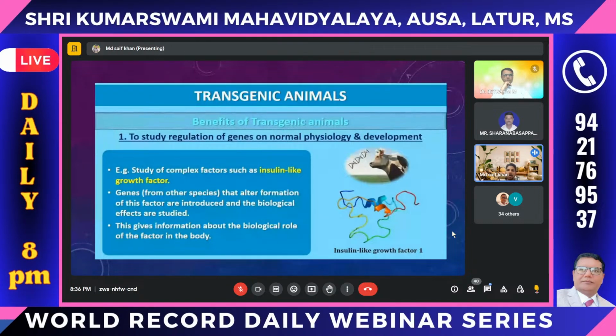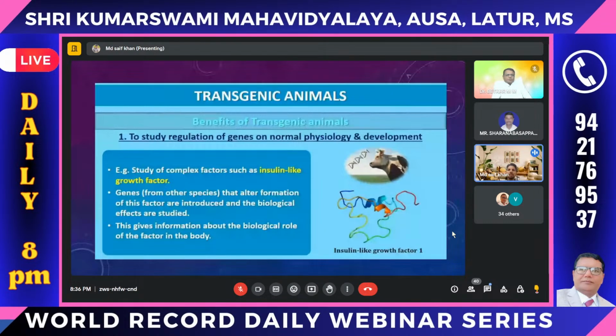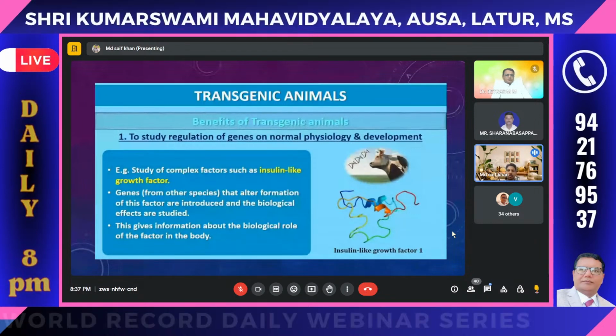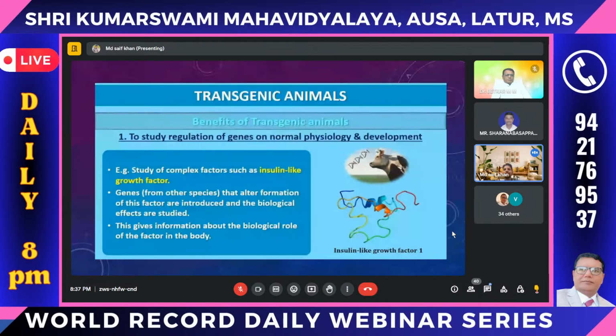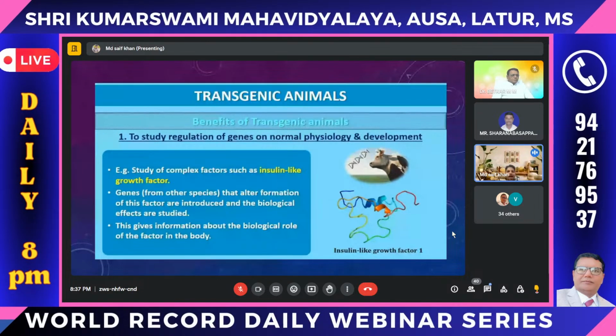Right? We are incorporating a segment of DNA into another organism's body, which belongs to a different species, and we are checking the regulation and its physiological role inside the body. We are studying the physiology of that particular gene inside the other species' body. How does that protein work in a different organism's body? So this gives information about the biological role of the factor in the body, right?